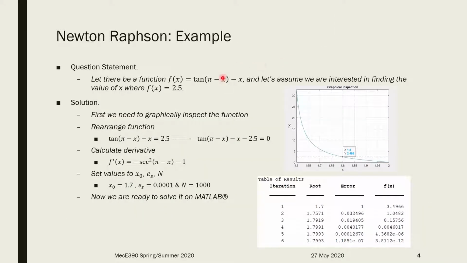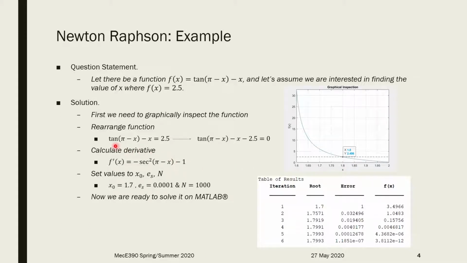So let's apply this algorithm to a simple example. Let's assume that we have a function f of x equal to tan of pi minus x, and let's assume we're interested in finding the value of x where f of x is equal to 2.5. The first thing that we do when we have any nonlinear equation that we want to solve is to graphically inspect it. So I plotted the function, as you can see, and this is the constant value of 2.5, and from the intersection we can predict that the root is around the value of 1.8.